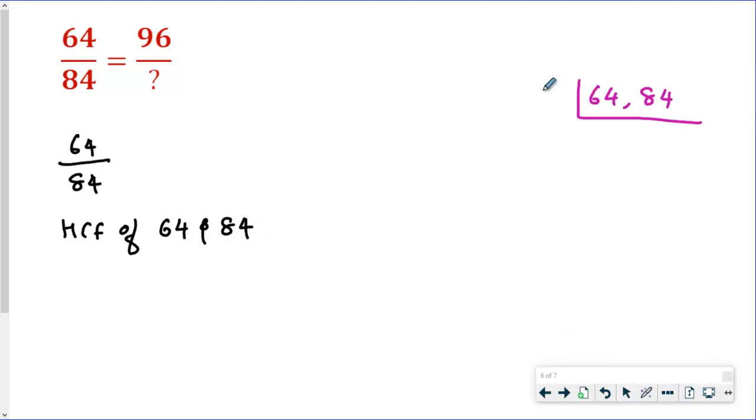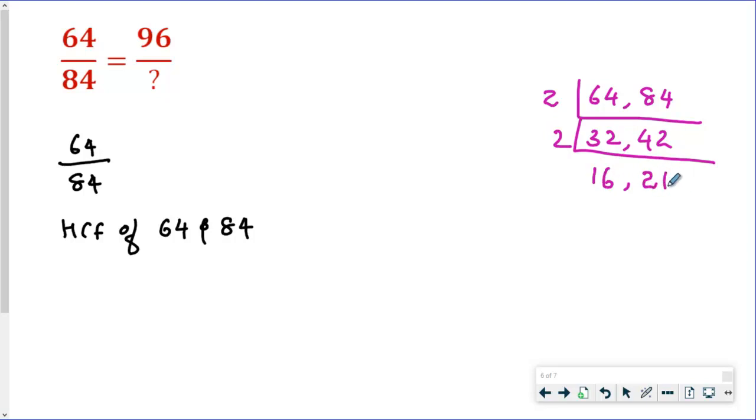Here 64 and 84. Both terms have 2 in common, so we can divide by 2. 64 divided by 2 is 32, and 84 divided by 2 is 42. Again we can divide by 2. 32 divided by 2 is 16, and 42 divided by 2 is 21.